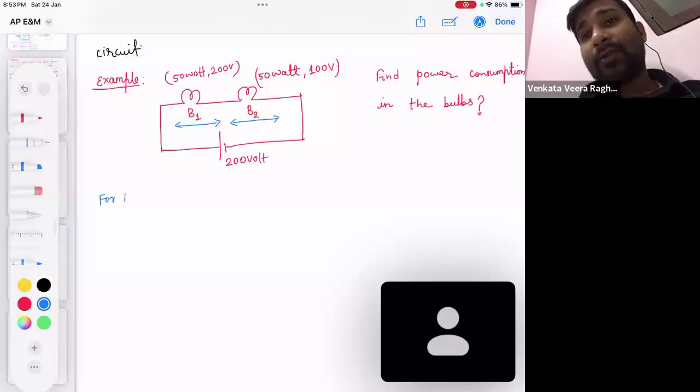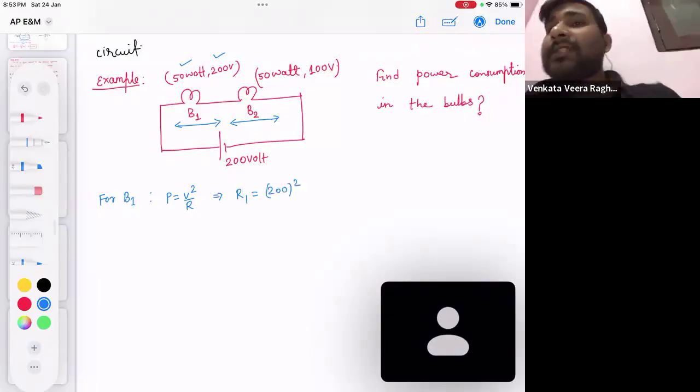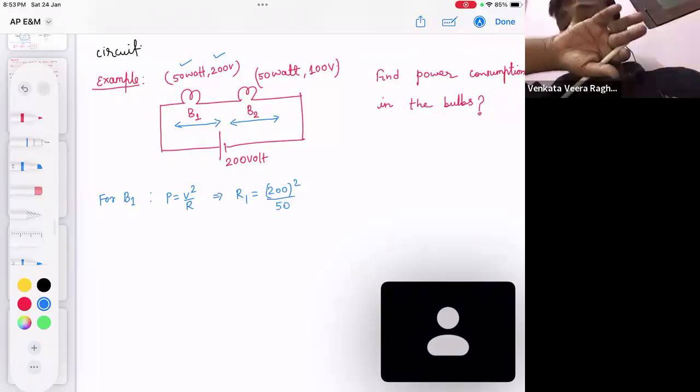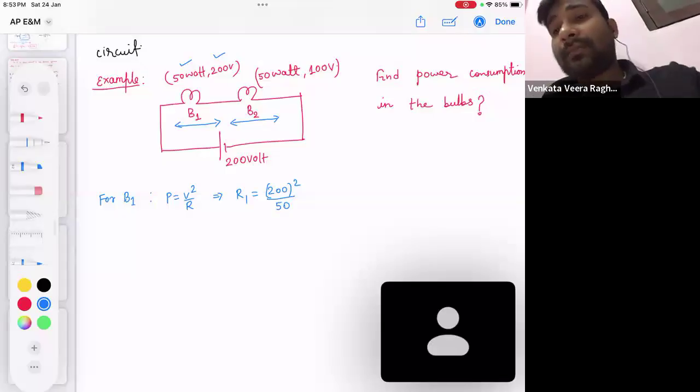I will calculate their resistance. So for bulb 1, what will be the resistance? The bulb consumes 50 watts power when it is connected to 200 volts. So can I write power equals V squared by R? So can I say the resistance of bulb 1 will come V squared by P, 200 squared over 50. Please tell me, do you understand? Yes, sir.